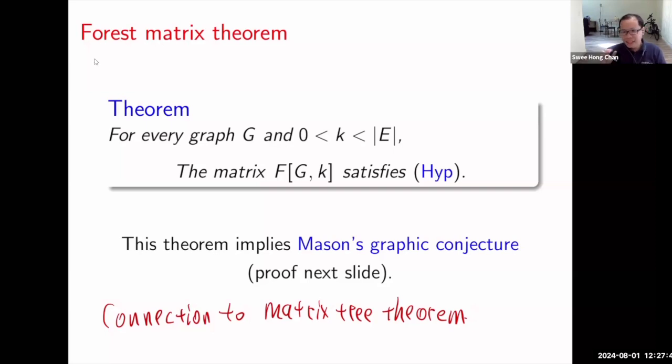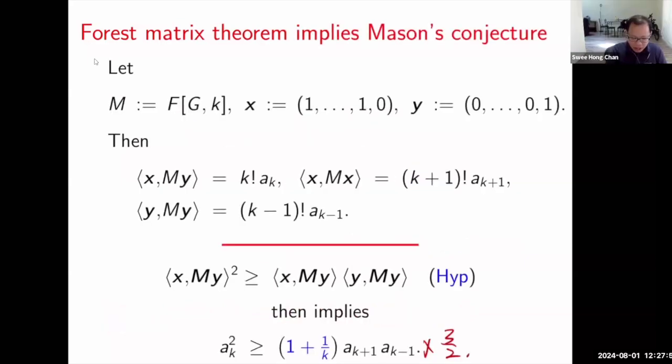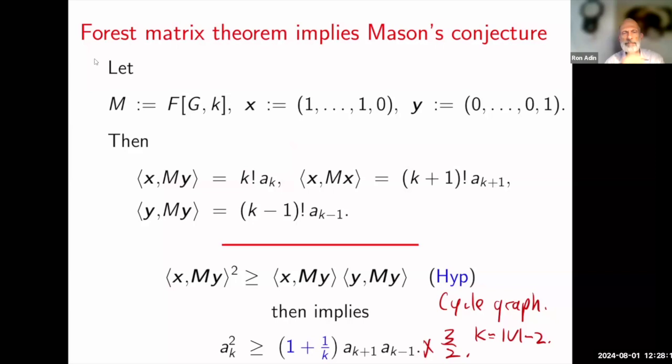But other than that, are there any other questions? No. Okay. Thank you. Can you say for which graph these inequalities are tight with the factorial? That will be for a cycle graph, and that is for the case when K is equal to the number of vertices minus 2. In all other cases, it's actually not tight. Thanks for the question, Ron. Okay, if there's no question, then let me continue.